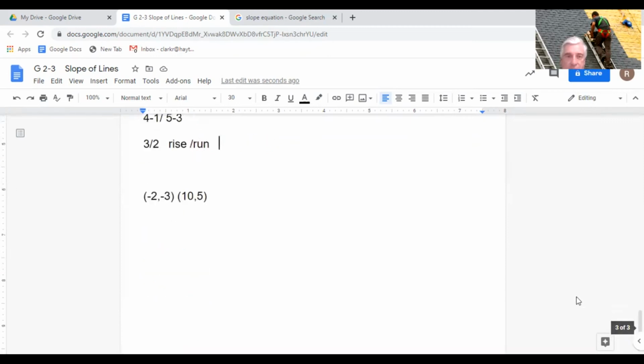Then we have slope here. I've got a negative number in here just to see what your class would do with that. And we're going to subtract the y's on the top. -3 - 5 divided by -2 - -10.